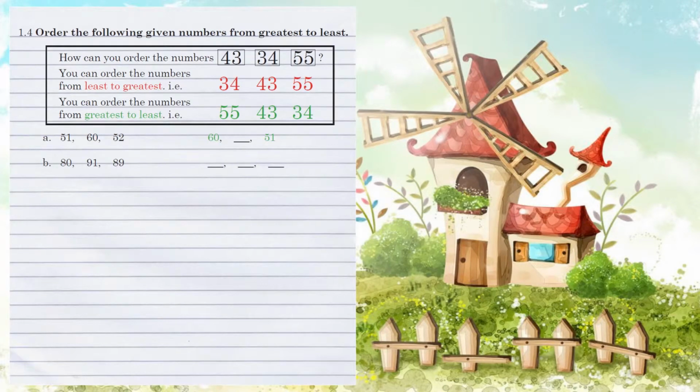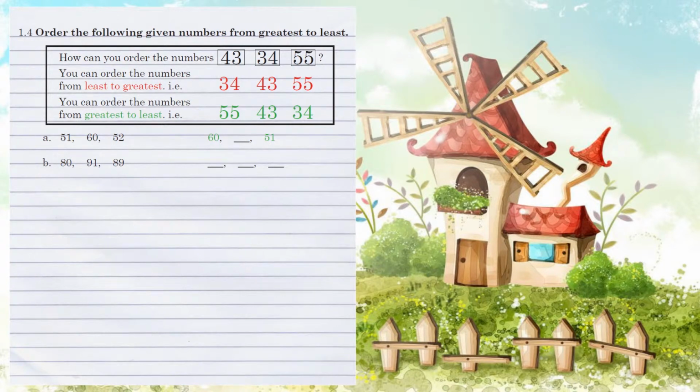Let's look at Unit 1.4. Order the following given numbers from greatest to least. That's the key there. You have to make sure you're going from the largest to the smallest number. So let's look at example A. We have the number 51, 60, and 52. We've started off with 60 because out of the 3 numbers, it is the largest or greatest number. So we're going to cross it out.